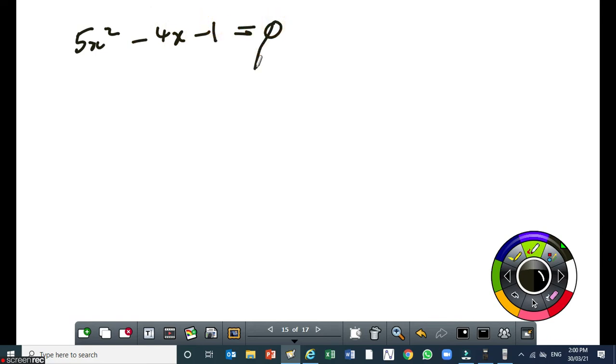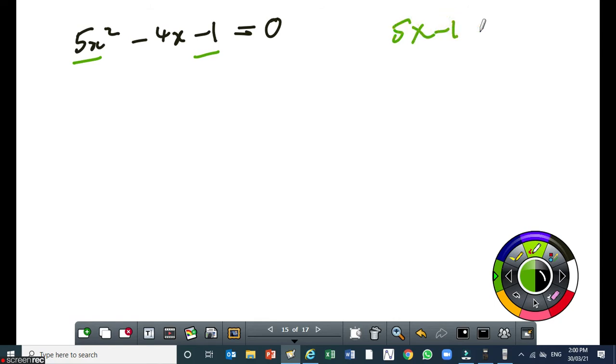Now it is your choice here whether you want to factorize that. I'm going to try and factorize it. So my coefficient of x squared is 5. The constant term is minus 1. So 5 times minus 1 gives me negative 5. Which two factors of minus 5 add up to minus 4? Minus 5 and plus 1.